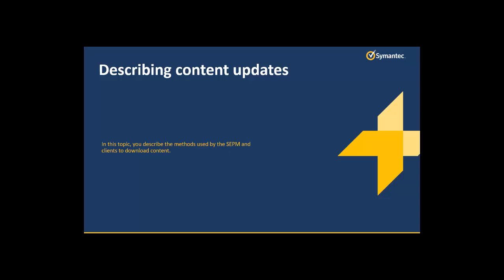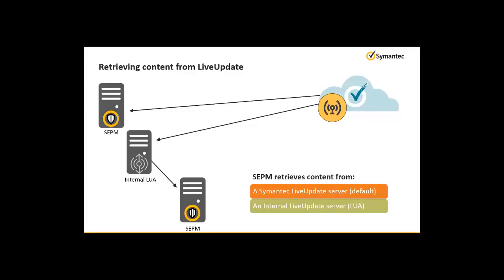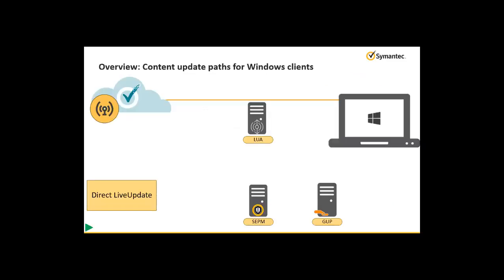Let's get started. The SEPM downloads content from Semantic Live Update and distributes content to clients. If your company requires an internal live update server, you can configure the SEPM to download content from the internal live update server. When using an internal live update server, configure a separate computer to install and use the Live Update Administrator utility. Configuring an internal live update server is covered in the Introducing Content Updates Using Live Update lesson. The SEPM can download content from Semantic Live Update and internal Live Update servers.